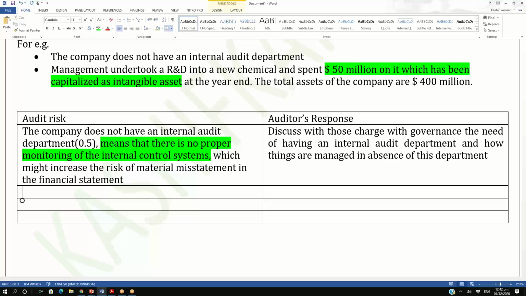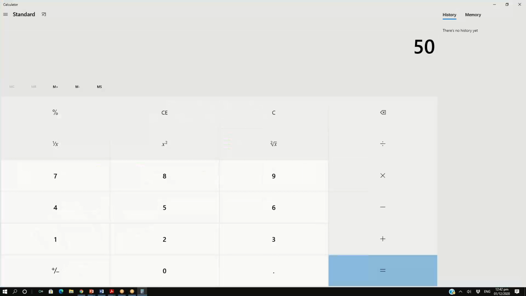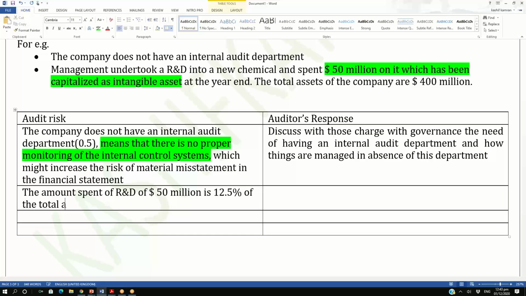Now, I should make my point here. The amount spent on research and development of $50 million. First of all, I'll find the materiality of 50 million because I have been given the total assets of the company. So is 50 million material? So I'll use my calculator and I'll divide the 50 million with 400 million and I'll find the percentage. It's 12.5%. So that's quite material. So the amount spent on research and development of $50 million is 12.5% of the total assets.